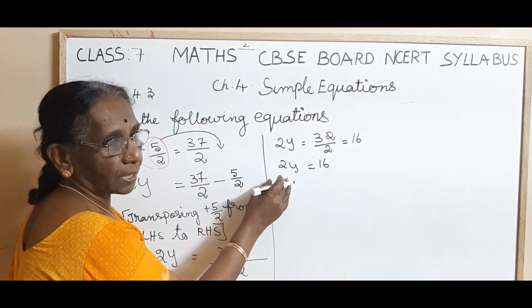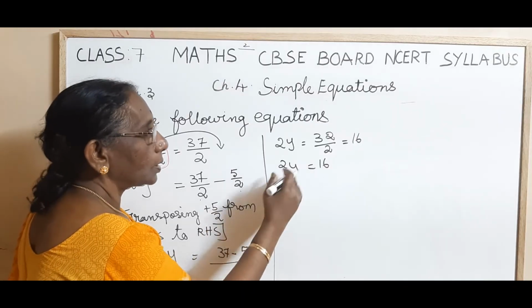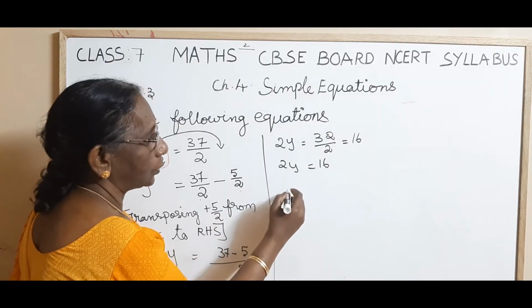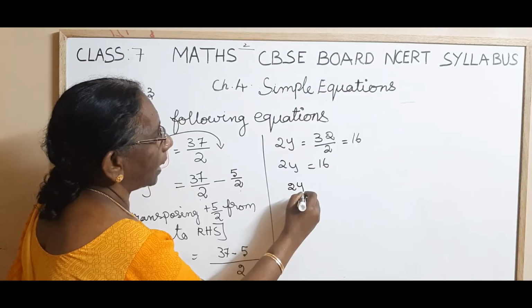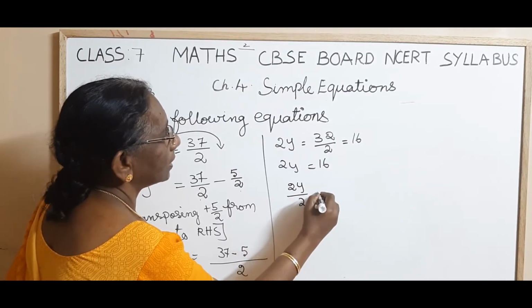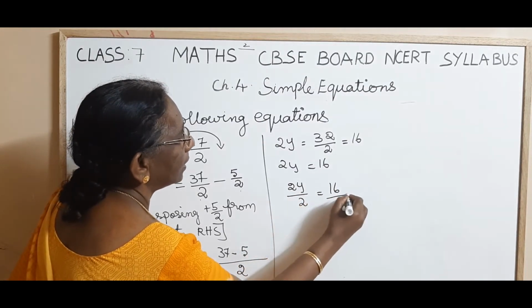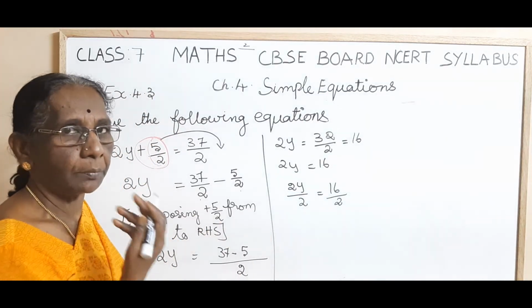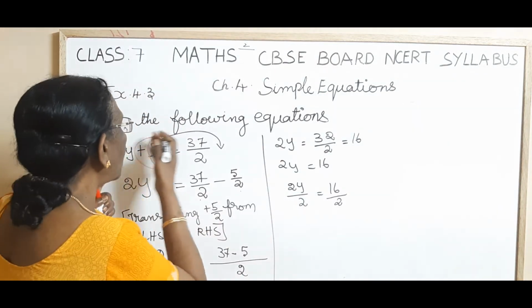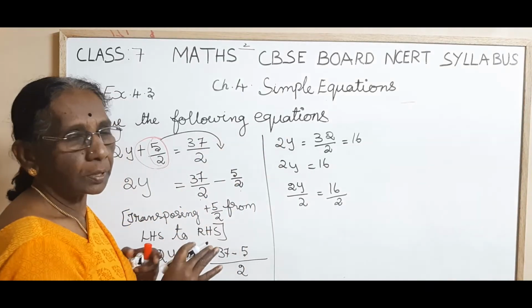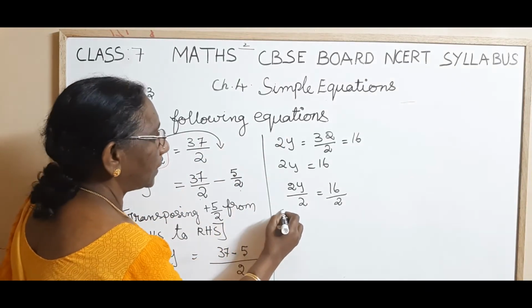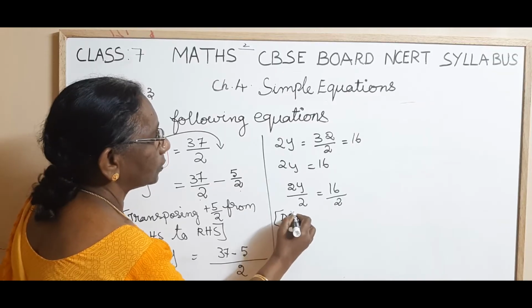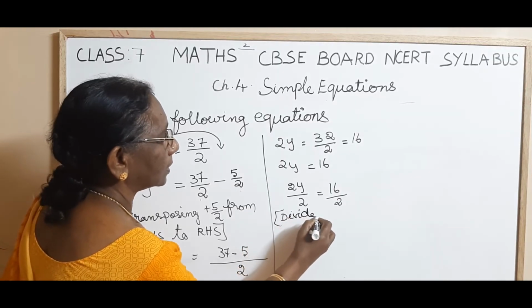Here it is multiplication. So what should you do? You have to divide both sides by 2. So 2y by 2 is equal to 16 by 2. Here no need to write, because we have already done many sums, and it is not asked to write the steps. So straight away you can write like this. But I will write it for you to understand, but you need not write.